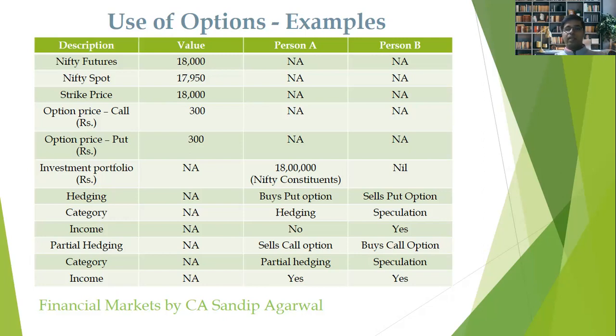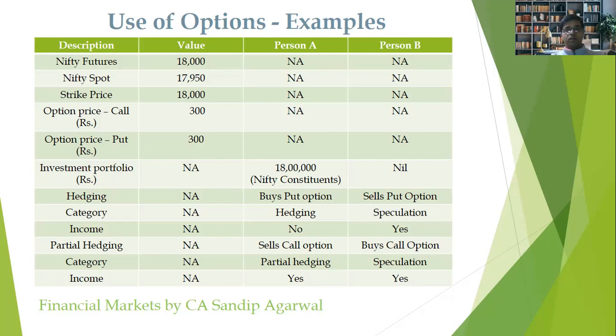Whereas a speculator can sell a put option and buy a call option, or he can sell a call option and buy a put option, depending on his view of the market, because he is just speculating.